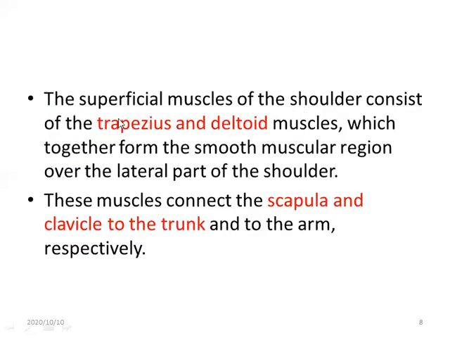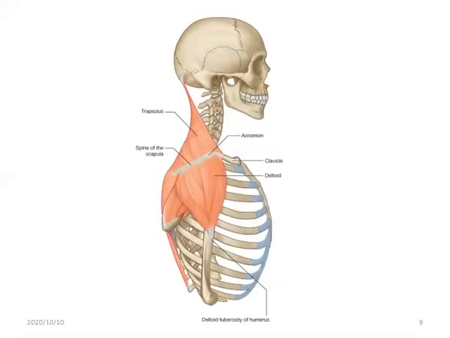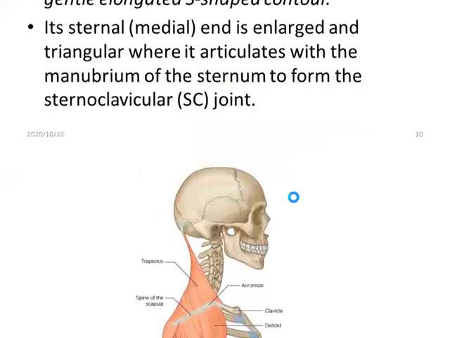The superficial muscles of the shoulder consist of the trapezius and deltoid. These two muscles make up the shoulder and are the most important superficial muscles, which together form a smooth muscular region over the lateral part of the shoulder. These muscles connect the scapula and clavicle to the trunk and to the arm respectively. This one is the trapezius muscle and this one is the deltoid muscle, the major muscles of the shoulder.